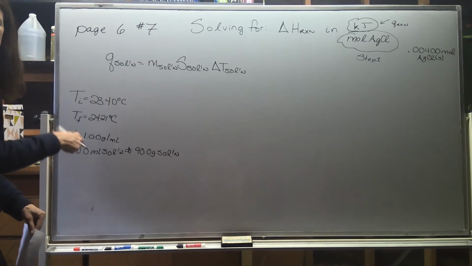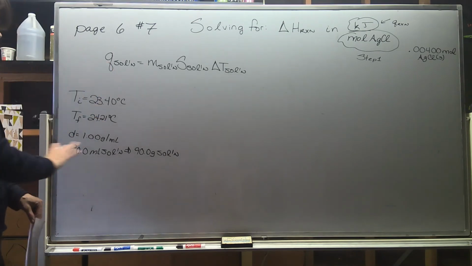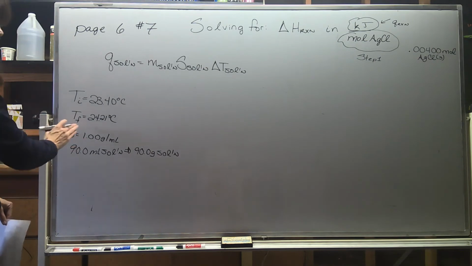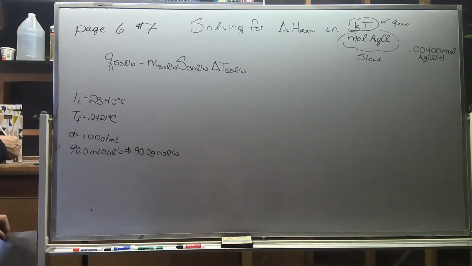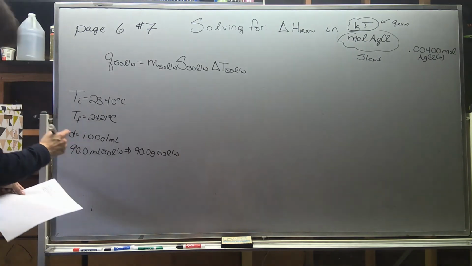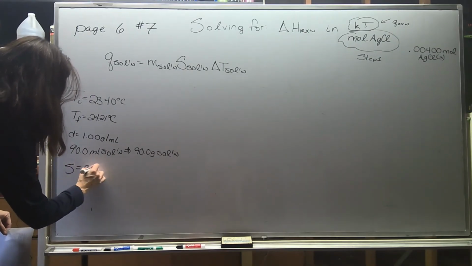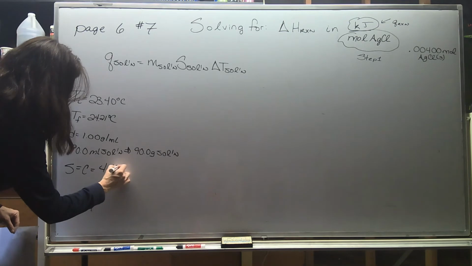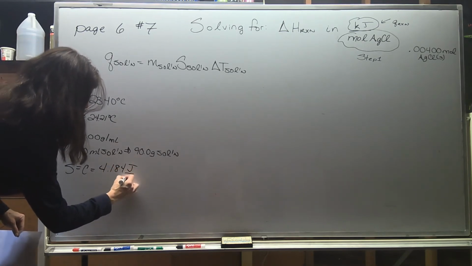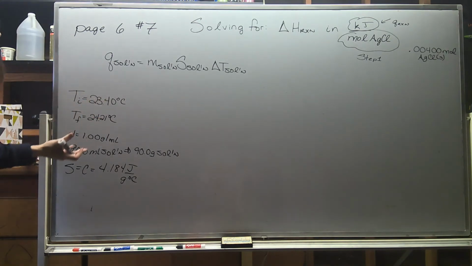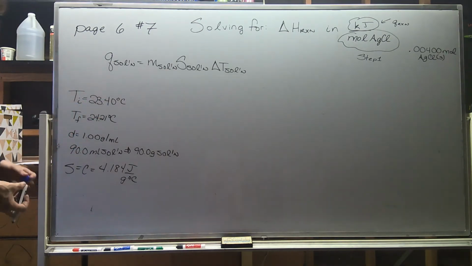If it's not 1 gram per mil, then go ahead and do a density calculation. I mean, sometimes they give you a slightly different number. Don't let that hold you up. You guys all know how to calculate density. And then the specific heat, they're again using the specific heat of water, the 4.184 joules per gram. And that works really well with dilute solutions because they're basically just water.